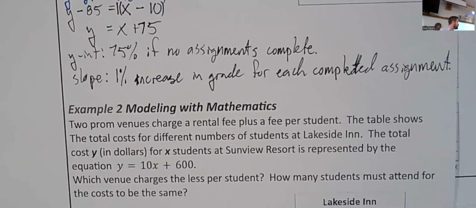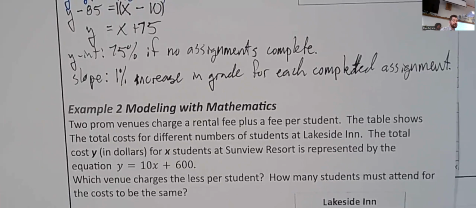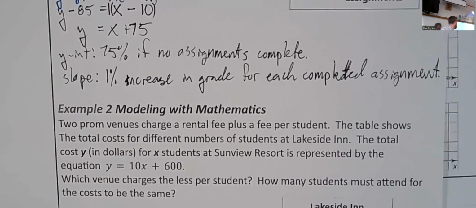The slope of 1 means up 1 over 1. So that would be an increase of 1% for every single assignment completed. So basically, in order to get 100%, you would need to do 25 assignments. All right. So that's what that means.